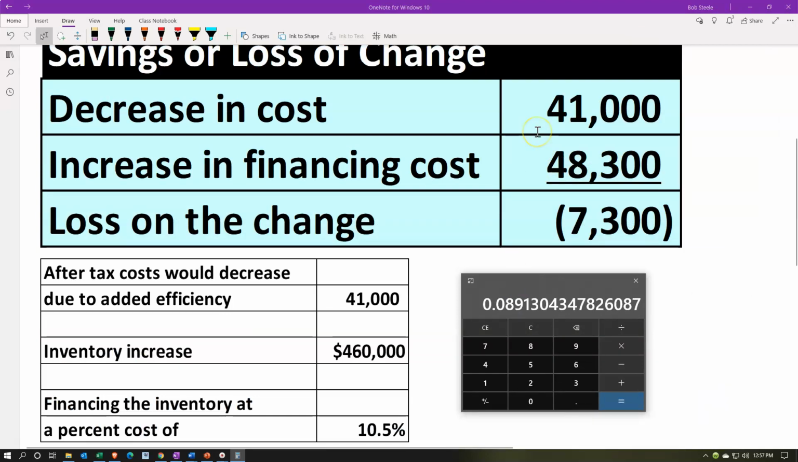So if we got the rate to be about 8.91%, then the switch looks like it would be even between the two according to the numbers that we have here, right? We'd have the 41,000 for the decrease in the cost, and then if we take this interest rate times the 460,000 for the financing, that would give us the 41,000, and we would be even under the two approaches in that case.